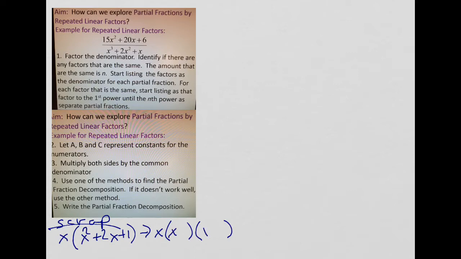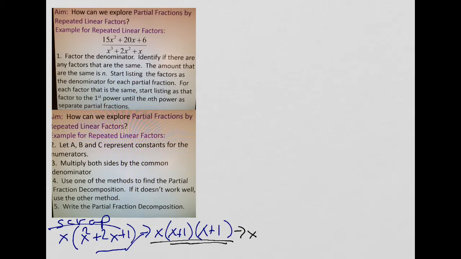X times x is x squared. 1 times 1 is 1, and if these are both positive, my outer and inner terms become that positive 2x, and it checks that it multiplies to a positive 1 at the end. So these are my factors for my denominator. Notice how x plus 1 repeats. So this is a repeated linear factor.